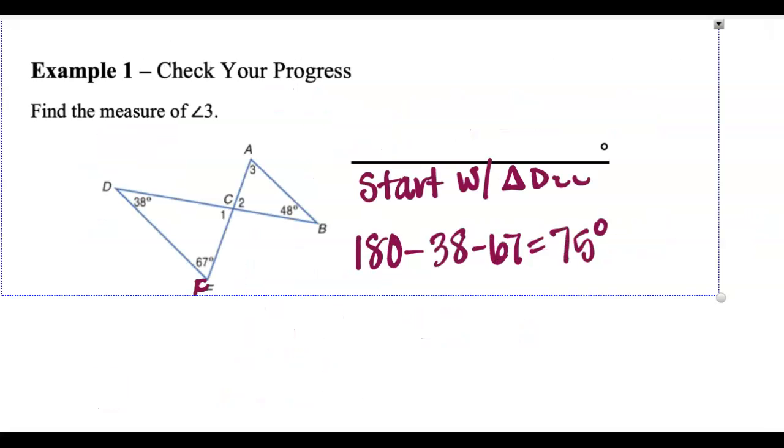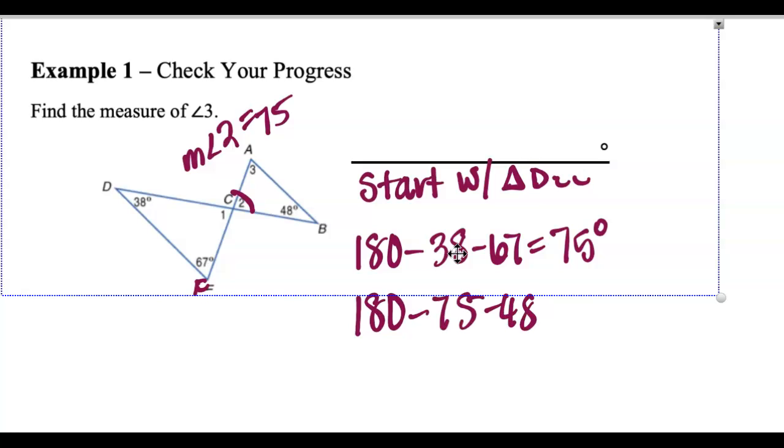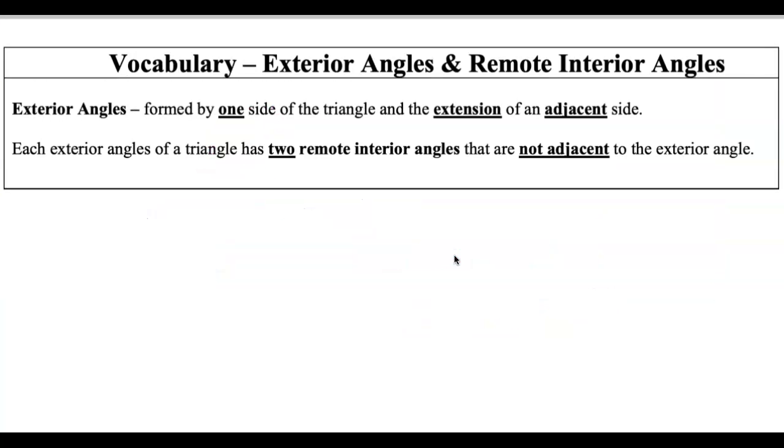All right, so maybe we should start with the triangle over here, this D, C, and it got cut off, but that's E. We'll start with that one so we can find the measure of angle 1. So we take 180 minus 38 minus 67 to get 75. So we know in this triangle, since these again are vertical angles, that the measure of angle 2 is also going to be 75 degrees. So to find that other missing angle, we're going to take 180 minus 75 minus 48, and I got 57 degrees.